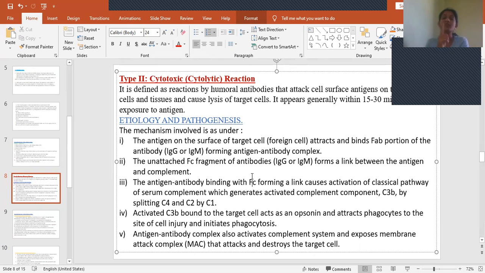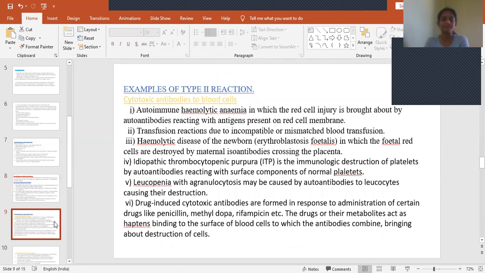Okay. And also when this antigen antibody complex is formed, it will activate the membrane attack complex. So this is the other complement factor which is released during the formation of this complex. What does this MAC do? It will directly destroy the target cell. So this is how the cytotoxic reaction takes place.